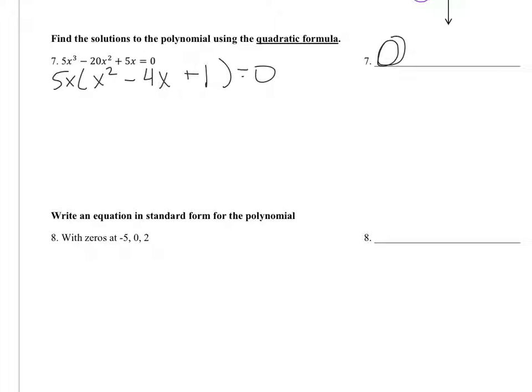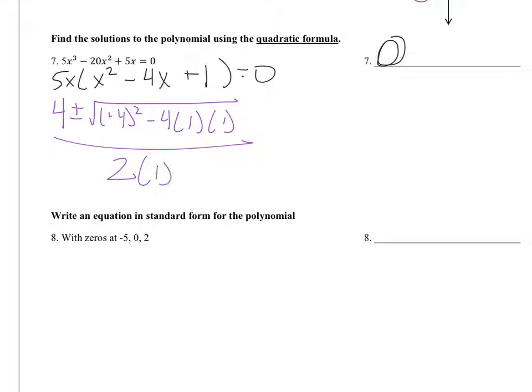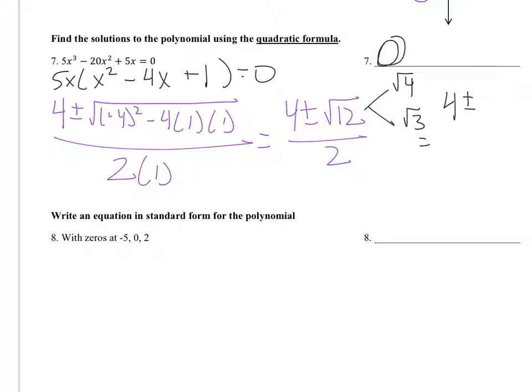For the other one, I'm going to be using my quadratic formula. Opposite b, plus or minus the square root of (b squared minus 4ac) all over 2a, which is equal to 4 plus or minus the square root of 12 over 2. I need to simplify this. That's the square root of 4 and the square root of 3, which is equal to 4 plus or minus 2. This right here is equal to 2, so that's where the 2 comes from. I can't do anything with the square root of 3, so that stays right there.